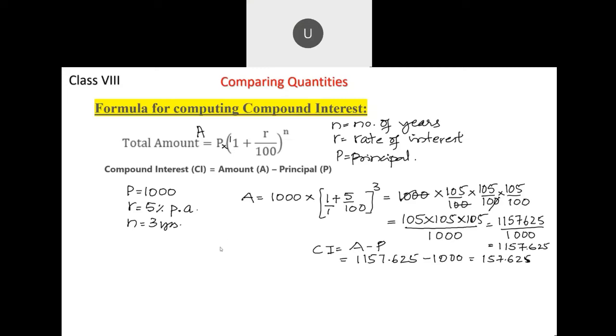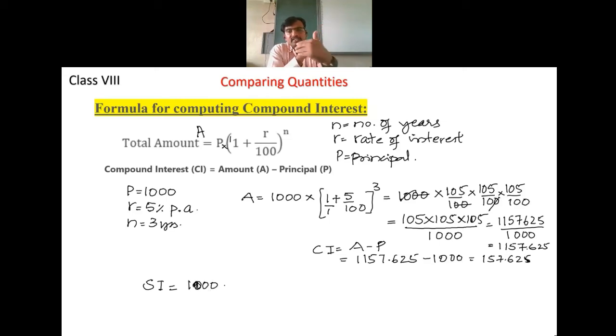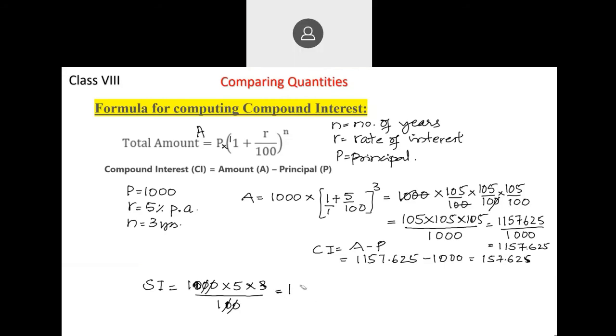Now suppose simple interest is being calculated on this. What do we get if simple interest is calculated? Principal is 1000 into 5 into 3 divided by 100. Two of the zeros get cancelled. We get 150 rupees.